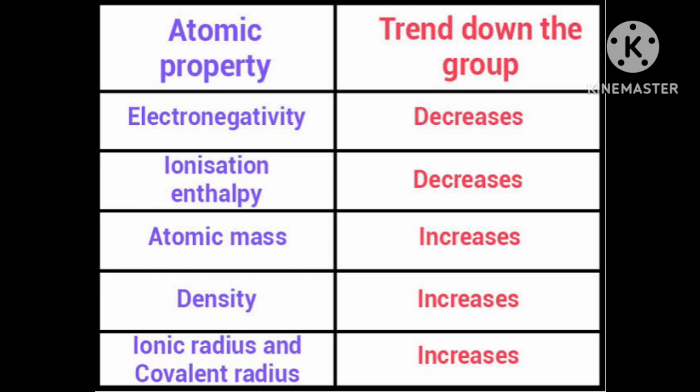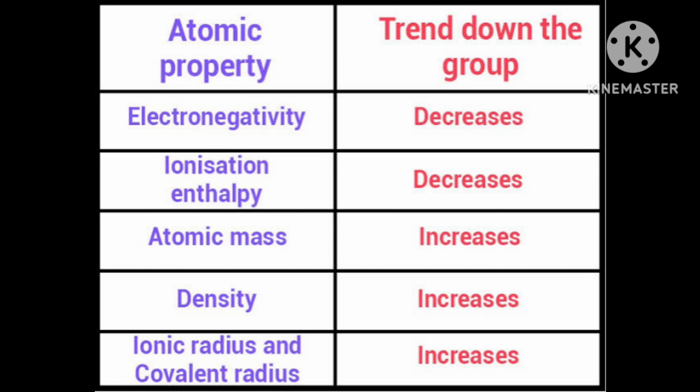All the elements of group 16 form hydrides of the type H2E, where E means element. For example, E is equal to O, S, Se, Te, Po, meaning oxygen, sulfur, selenium, tellurium, polonium. Then it forms a hydride of the type H2E in general, just like H2O. If E is equal to O, then H2O.